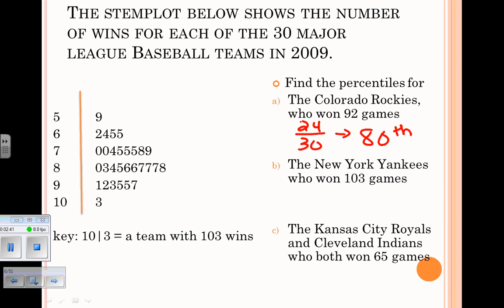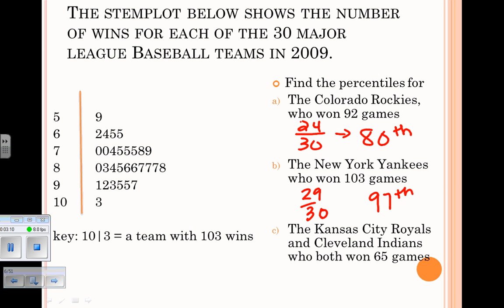What about the New York Yankees, who won 103 games? They're at the very top. Does this mean they're in the 100th percentile? Is it possible for 100% to score below the New York Yankees? Absolutely not, because the New York Yankees are included. So how many scored below would be 29 out of the 30. So they're actually the 97th percentile.